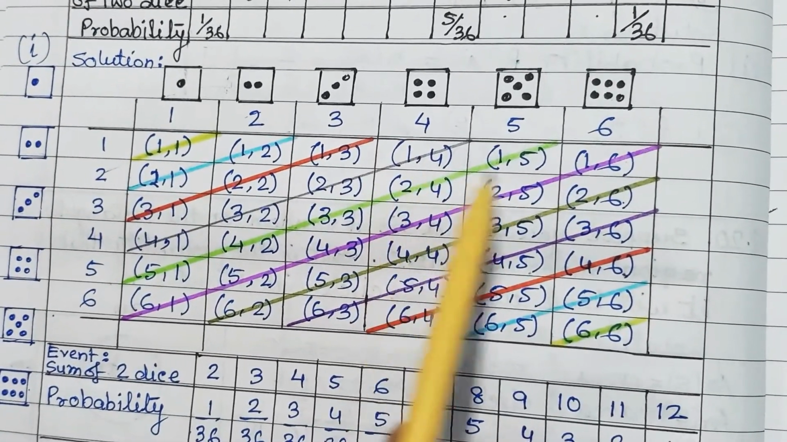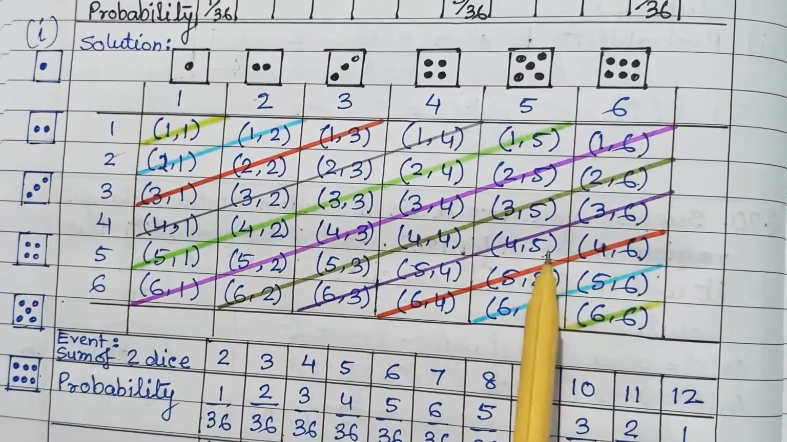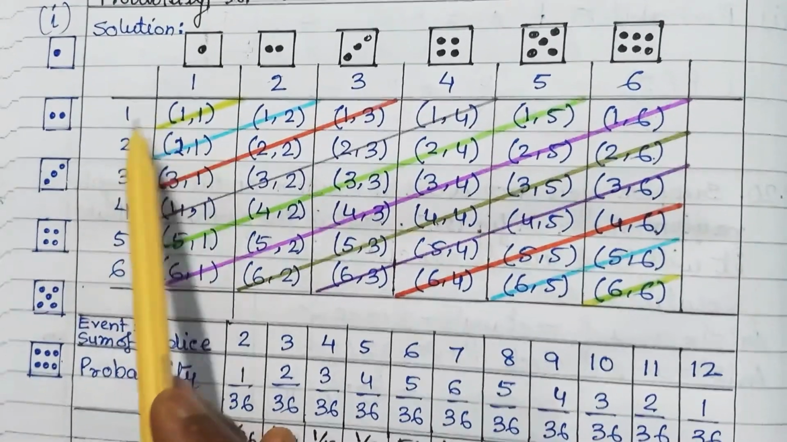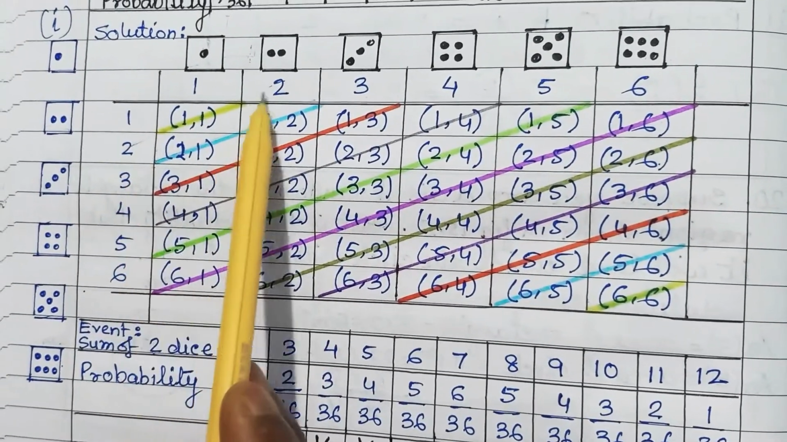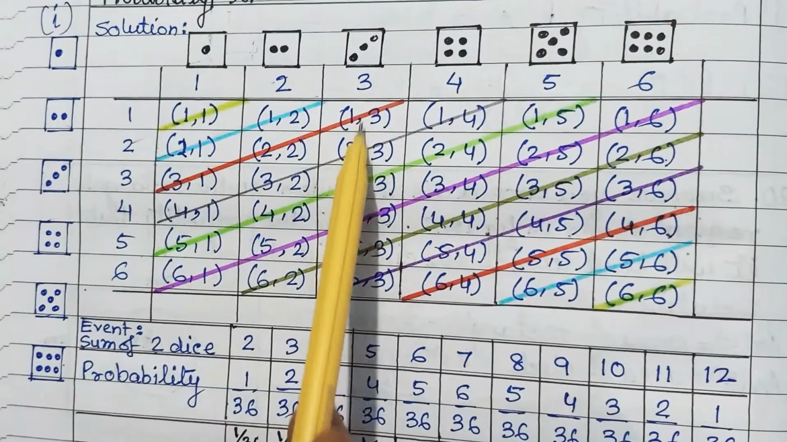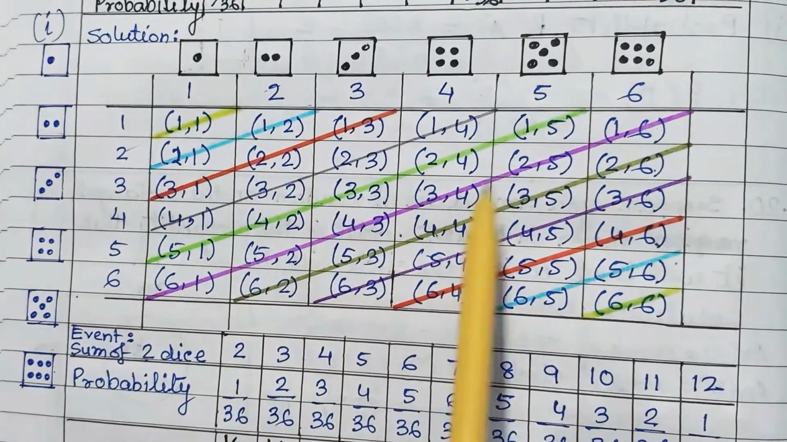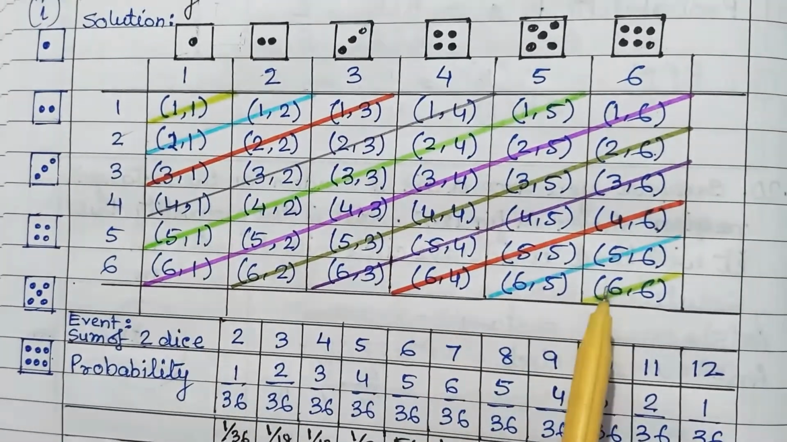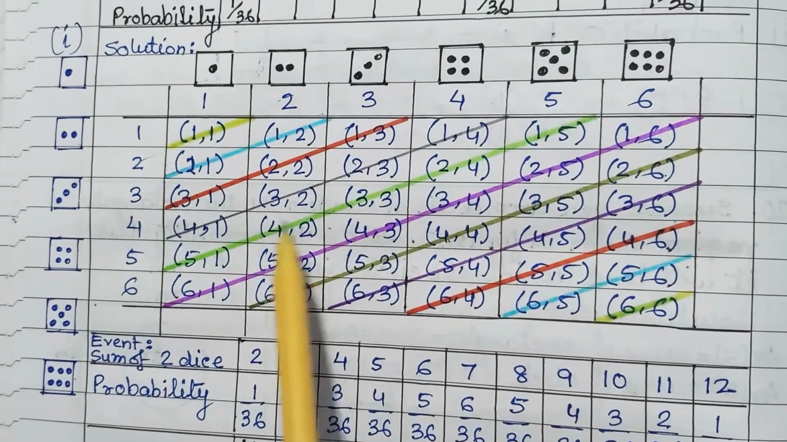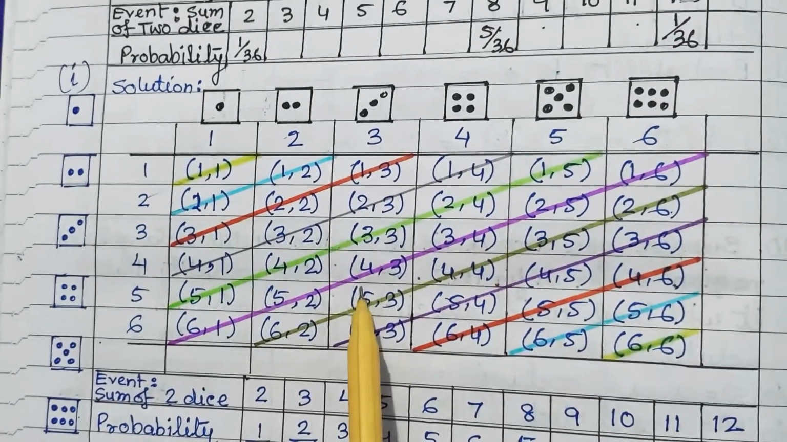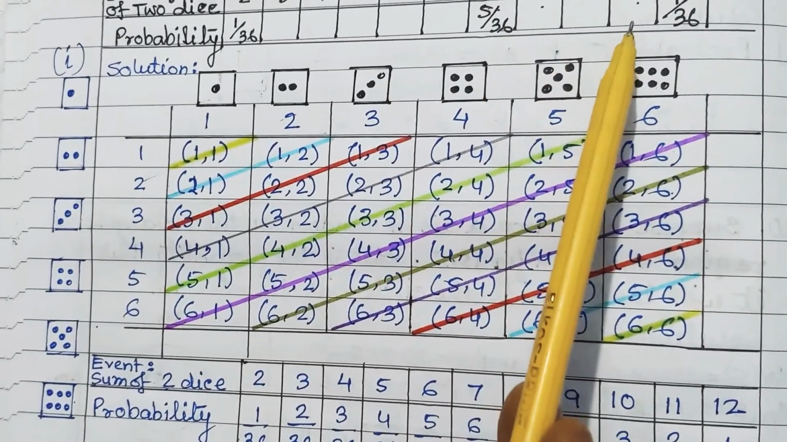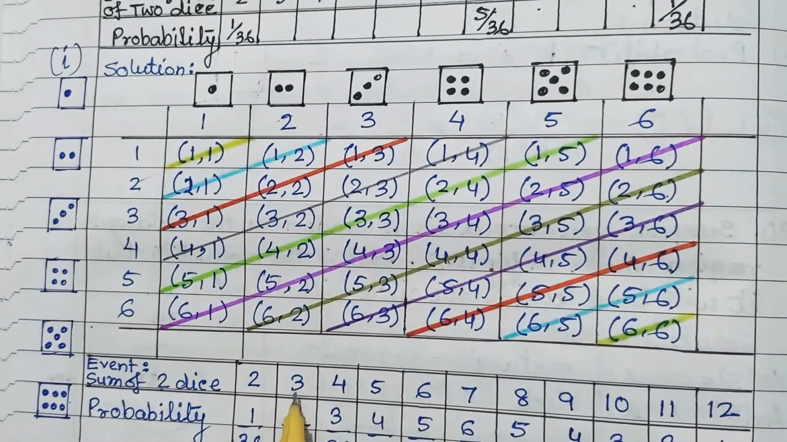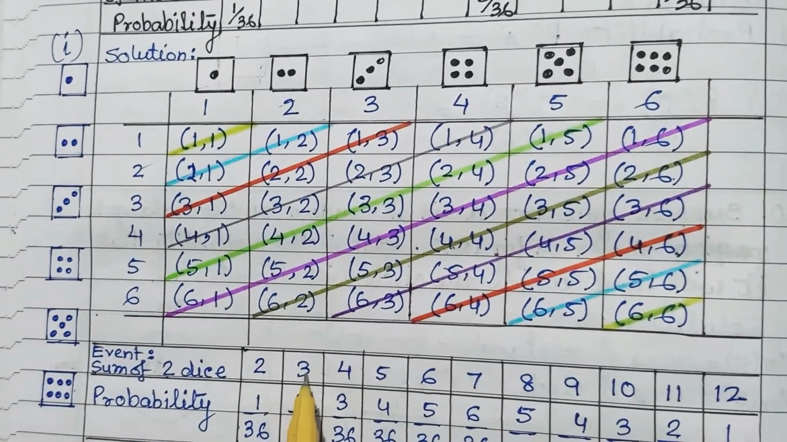Okay, in this way we have to fill this box. By 2, it is 1, 2, 1, this one, 2, 2, this one, 2, 3, this one. So in this way you have to fill all these numbers. Now from this box we have to fill this chart, that is the probability of sum is 3.